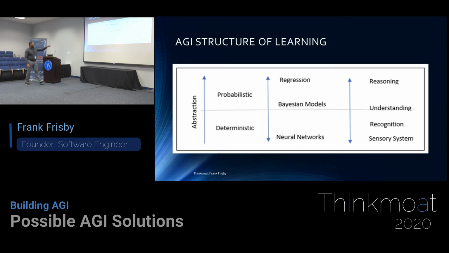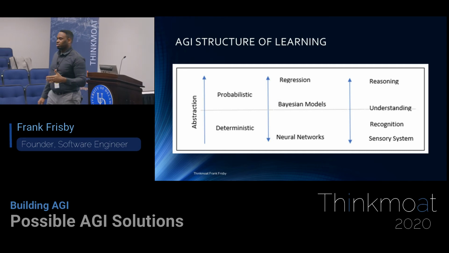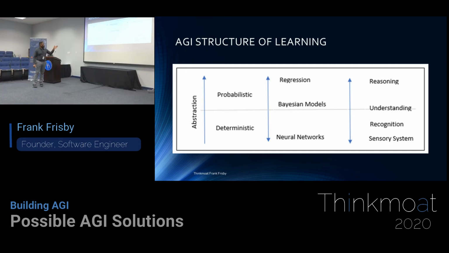Okay, so abstraction level. I mentioned before, sensory systems, typically neural networks are good for that. Recognition, neural networks are kind of good for that for the most part. Well, it's kind of the same thing. And then as we move up the abstraction level, which is reasoning about things, figuring things out, you get into more of the regression and probabilistic models.